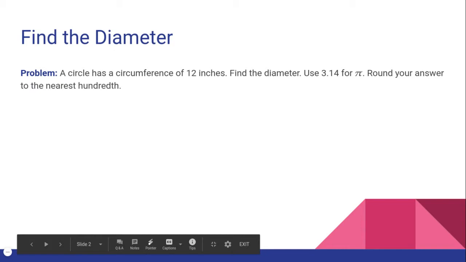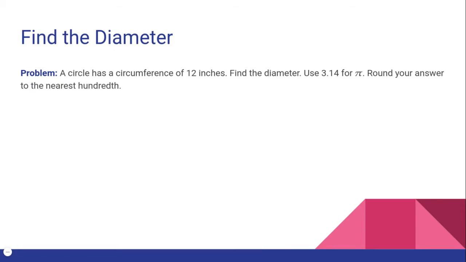A circle has a circumference of 12 inches. Find the diameter. Use 3.14 for pi. Round your answer to the nearest hundredth. Step 1, you're going to write the formula for circumference. C equals pi d.